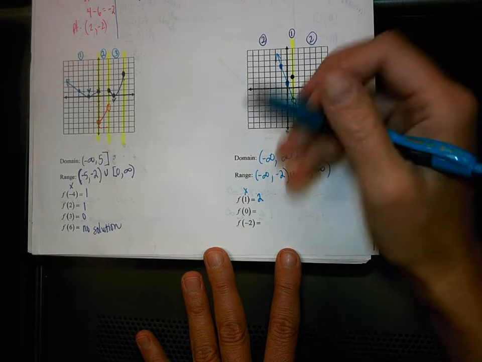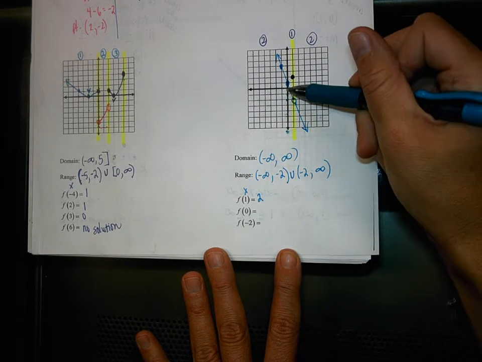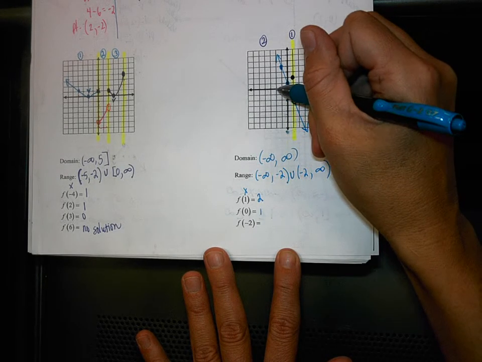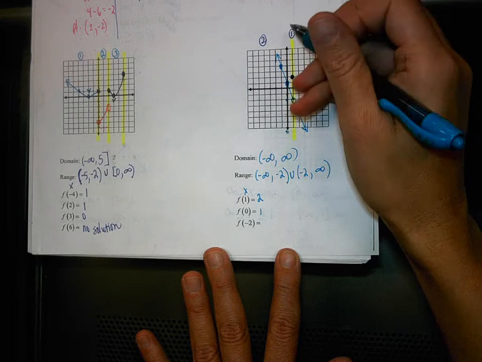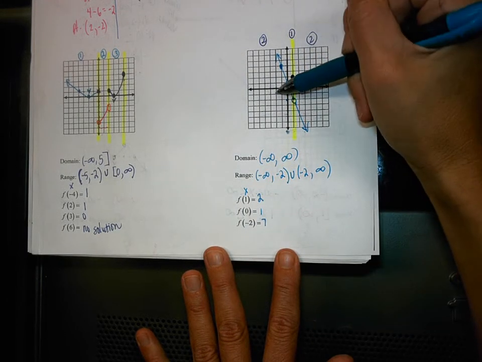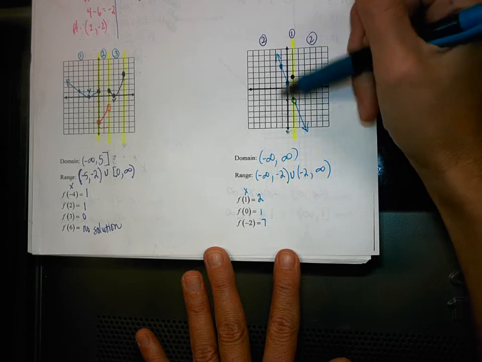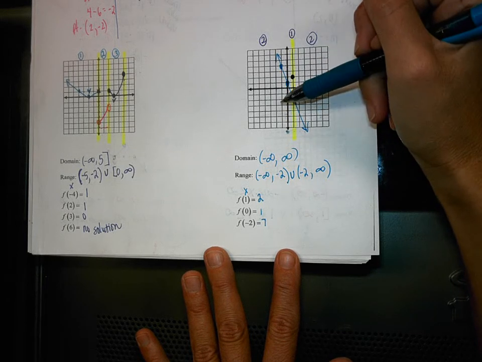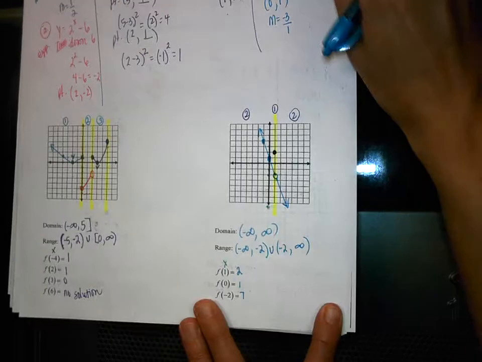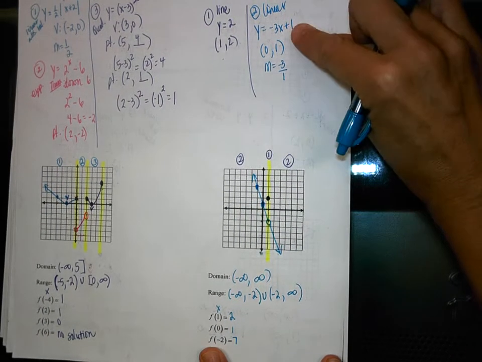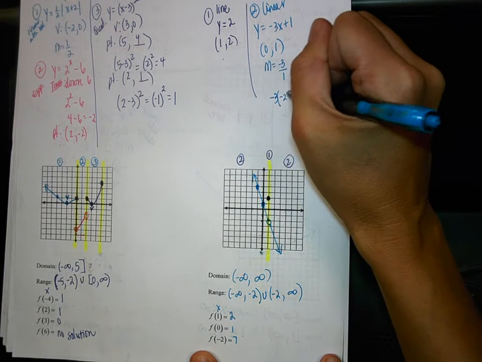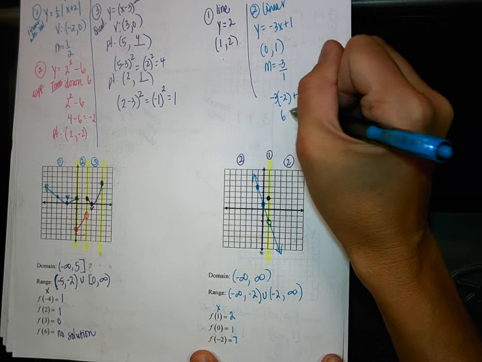Okay, when x is 0, what is the y value? 1. When x is negative 2, what is the value? 7 is correct. Now for me, when I'm at negative 2, I'm not exactly sure. So if you're not sure, what's the best thing to do? Plug it in. If I plug it into my equation, it's this line. We would have negative 3 times negative 2 plus 1, and we get 6 plus 1, which is 7.